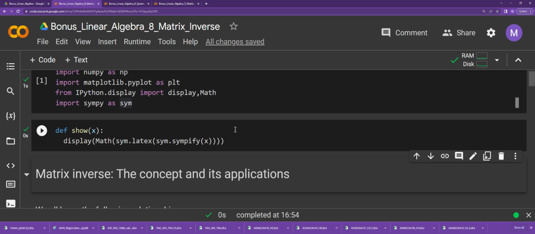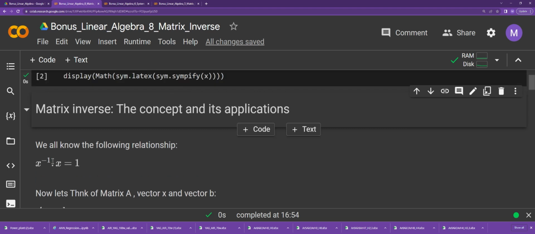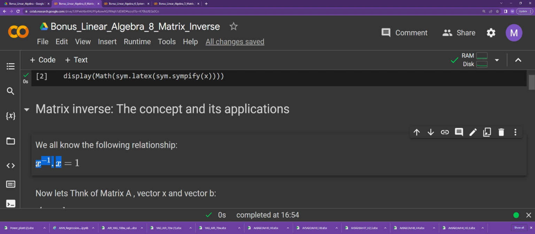Okay, so the matrix inverse, what is it? Well, you all know that if x is a scalar, if it's a number, then x to the power of -1 times x gives you 1. I mean, we all know it. X to the power of -1, in other words 1 divided by x, so that gives you 1. But this is a scalar.